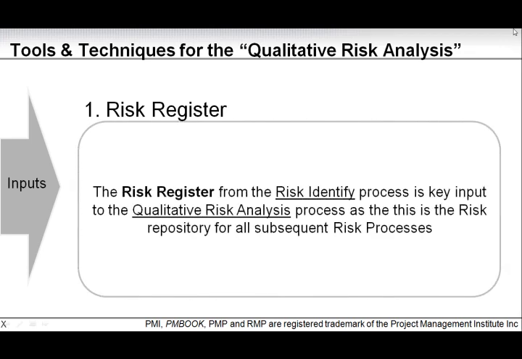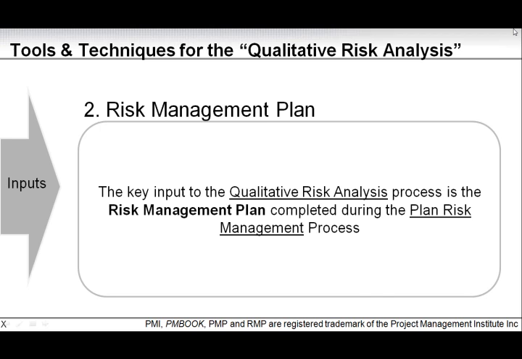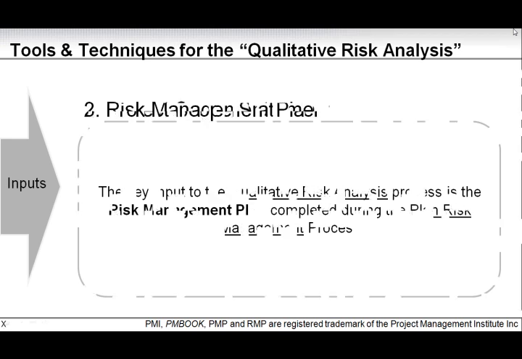So the risk register, this is from the identify risk process. That is the key input, and that's what we need to update as we go along our qualitative risk analysis. And at the end, we need to provide an updated risk register. The second one is the risk management plan. This is our structure, this is our Bible, which gives us everything we need in order to understand how we're going to handle the risk processes and the approach. And this is what was completed and the main output in the plan risk management process.